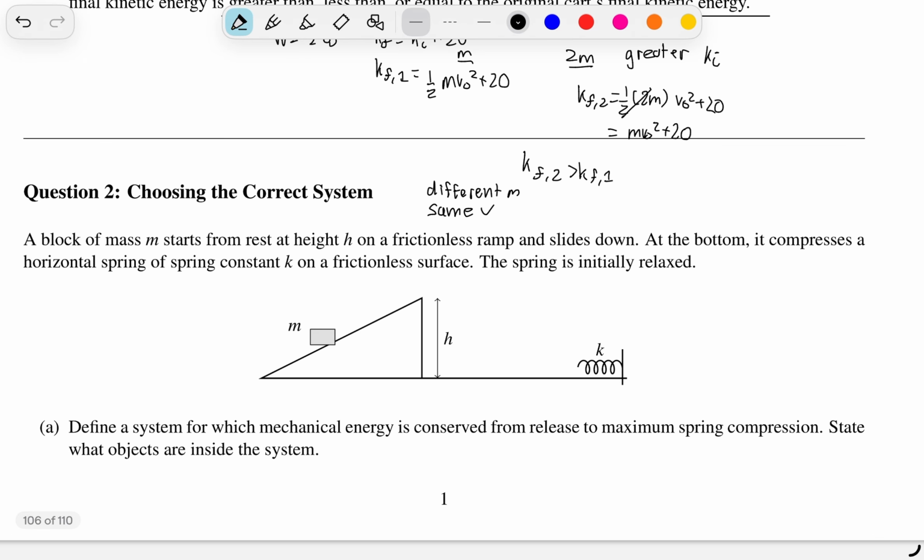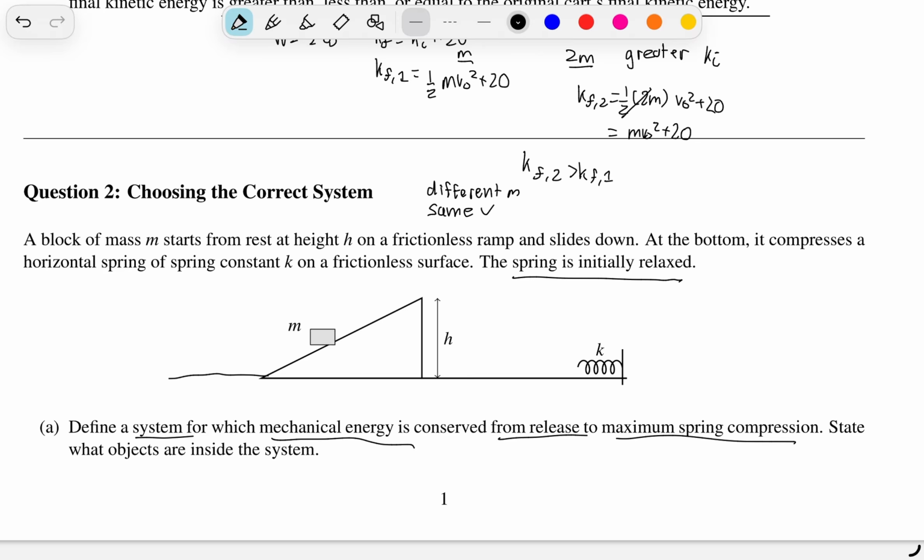Now, we have a block of mass M that starts from rest at height h on a frictionless ramp and slides down. At the bottom, it compresses a horizontal spring of spring constant K on a frictionless surface, and the spring is initially relaxed. We are asked to define a system for which the mechanical energy is conserved from release to maximum spring compression. State which objects are inside of the system.